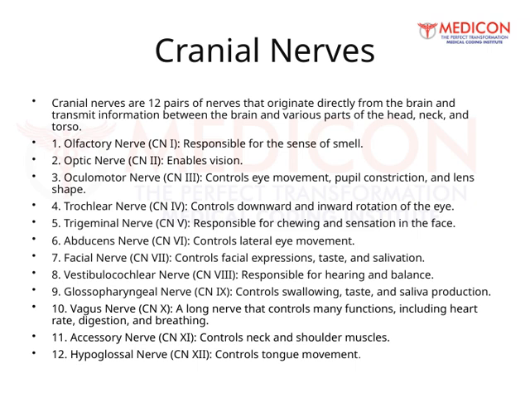Next is the optic nerve, cranial nerve II, which is essential for vision, allowing us to see the world clearly. Moving on, the oculomotor nerve, cranial nerve III, controls eye movements, pupil constriction, and the shape of the lens, which is crucial for focusing. The trochlear nerve, cranial nerve IV, manages the downward and inward rotation of the eye, helping us look in different directions.